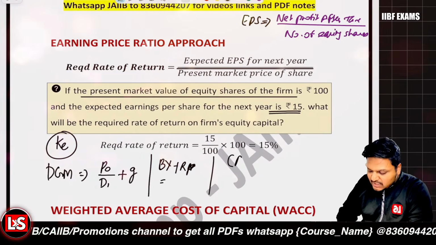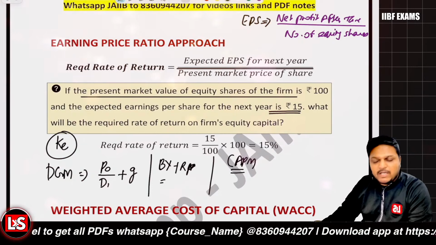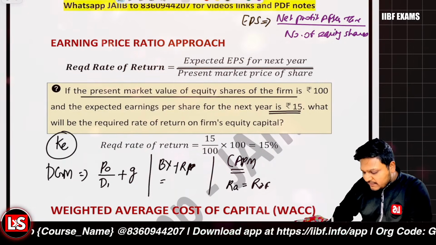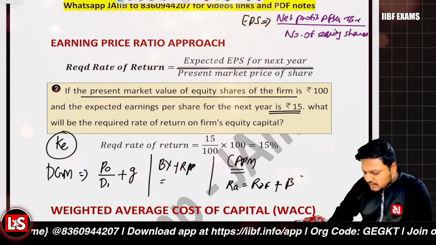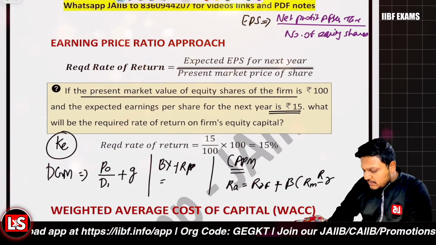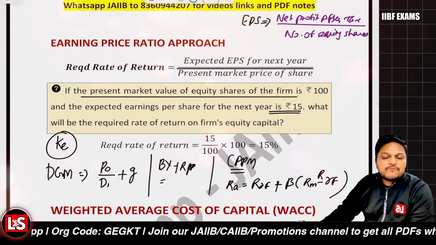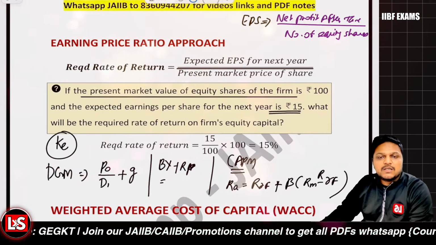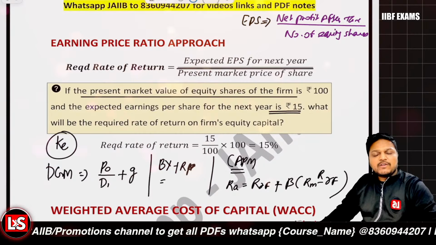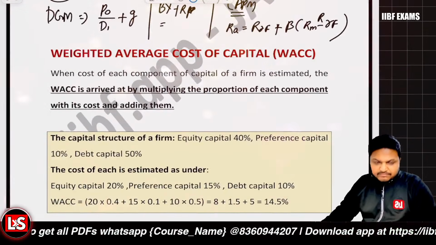And further about the CAPM approach, what was the formula? It was RA is equal to RRF plus beta into (RM minus RRF). That was the formula, right? So these are the four approaches related to calculation of the cost of equity. Clear with it? The next one that we are going to learn about is the weighted average cost of capital.